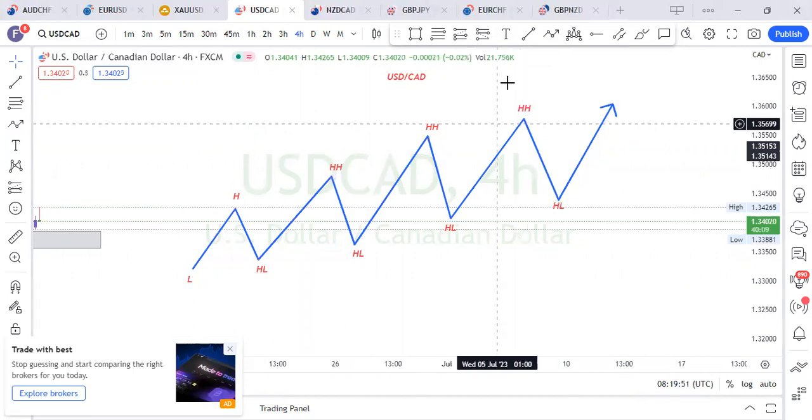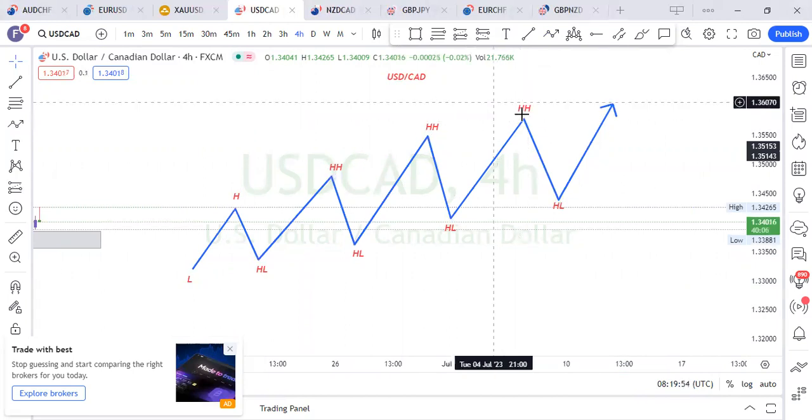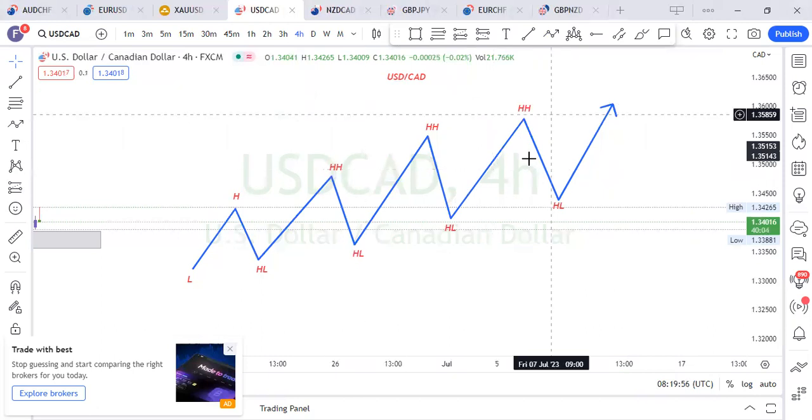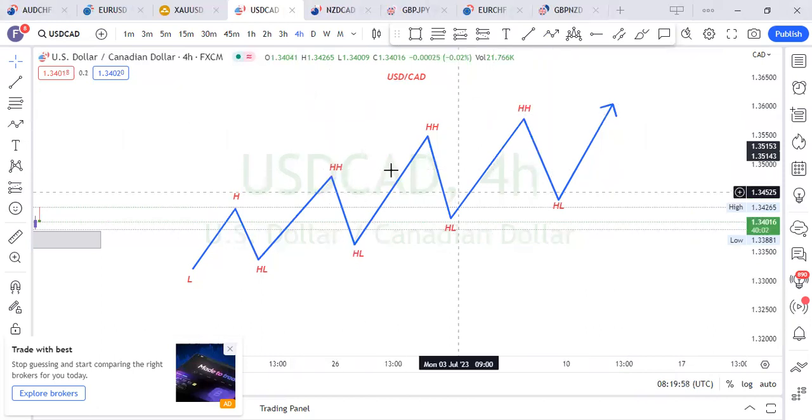So this is an uptrend. Another name for an uptrend is a bullish market. This is a bullish market. So when you have a bullish market, what will you be doing? You're looking for buy opportunities.